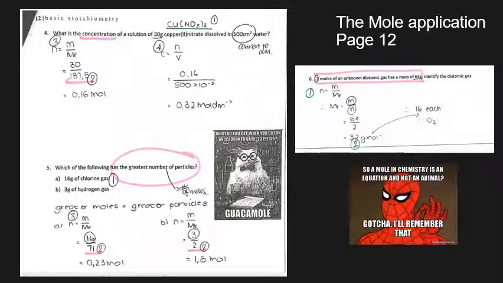Okay. Question 6, which is here on the side. It's a little bit small, but hopefully you can see it on your screens. It says here 2 moles of an unknown diatomic gas, so there's your first clue, has a mass of 64 grams. Identify the diatomic gas. So once again, you have to work backwards. You're going to use the information you have. You have your moles and you have your mass. So now you need to work out your molecular mass to figure out which gas this is.